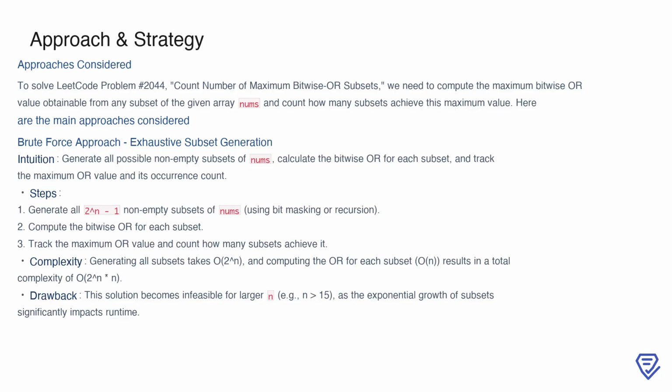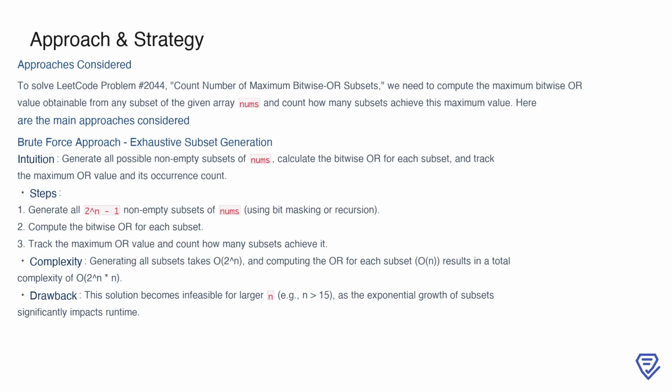However, this approach has significant drawbacks. Generating all subsets is computationally expensive, taking 2^n time, and each OR computation for a subset adds another factor of n. Combined, this leads to a total time complexity of O(2^n * n), which quickly becomes impractical as the size of the array increases, especially for n greater than 15.